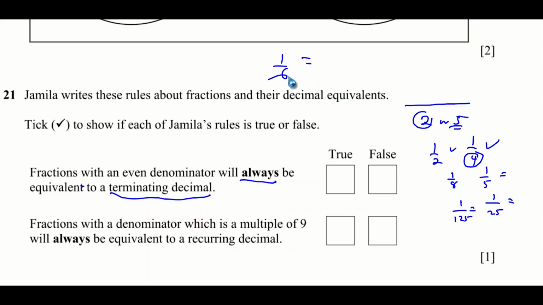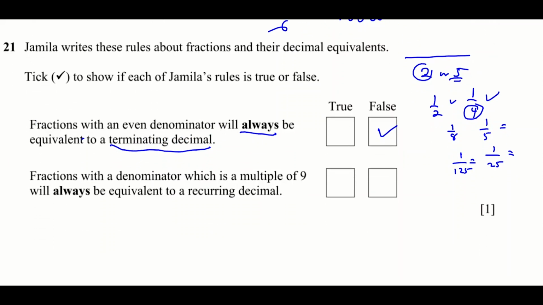It will not terminate. 6 goes in 1, that will be 0 times. You put a decimal point here, then you have 10. 6 goes in 10, that will be 1, remainder 4, and so on and so forth. So it will continue to show 6, 6, 6, 6, 6. So this is false because it has exceptions. If the even number is not a power of 2, then it will be a recurring decimal number. It will not terminate. So that will be false.